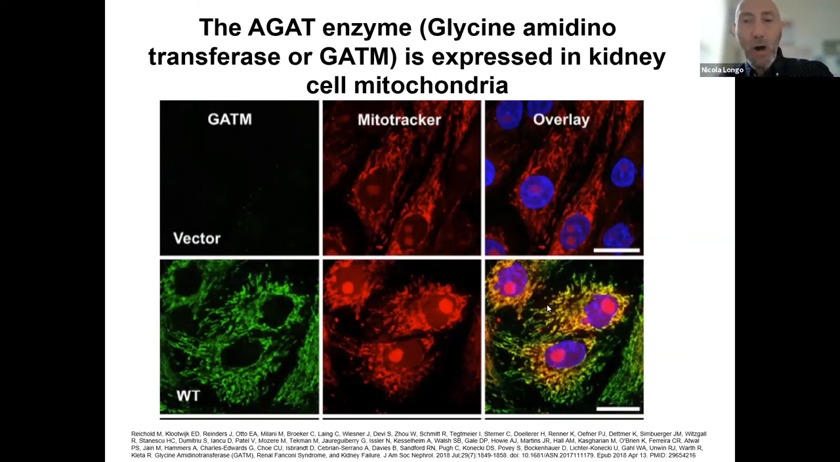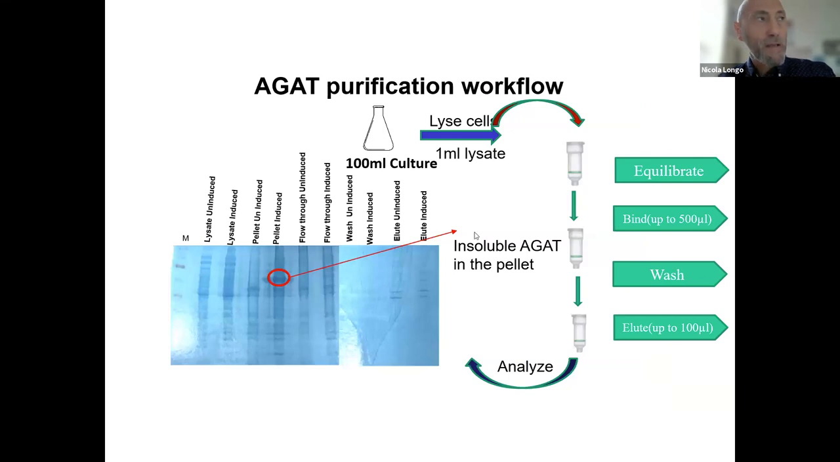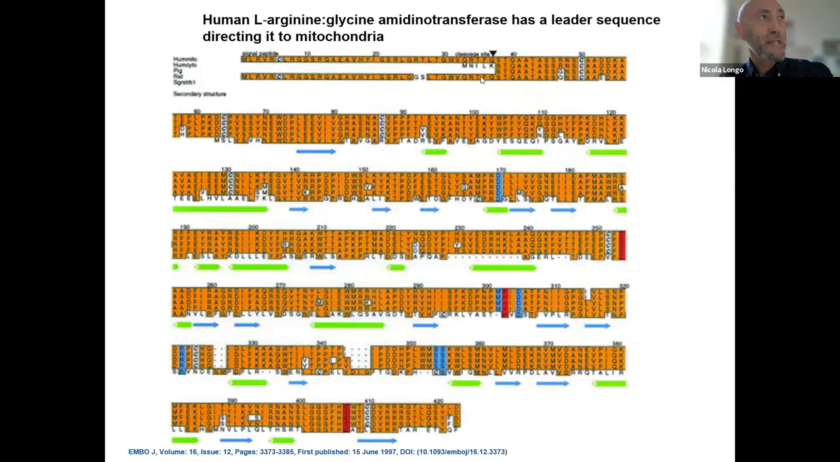So if we look at the structure of the kidney, the AGAT enzyme is expressed within mitochondria. And obviously that can be a problem because, the way that we do with mitochondrial proteins, we need to put a leader peptide to lead the protein, once synthesized in the cytoplasm, inside mitochondria. And in fact, when we started trying to purify the AGAT enzyme from cells, we noticed that it was very difficult to purify. Again, we thought that it was due to the presence of the leader peptide.